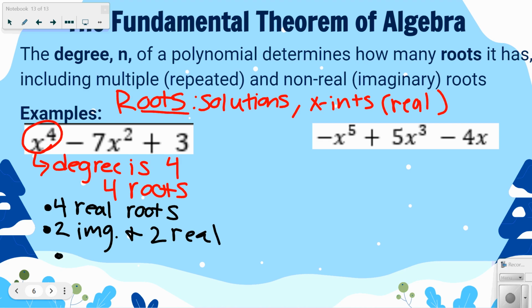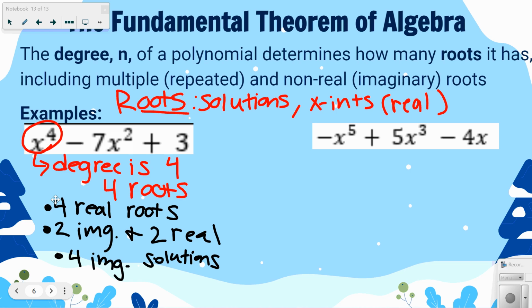What's my other possible scenario? All imaginary. Think about they have to come in pairs. So meaning I have 2 pairs, that's going to give me 4 solution types. So kind of think about your degree. No, option 1 is all real. After that, you can kind of break it down into groups of 2 to see how many imaginary solutions you would have.